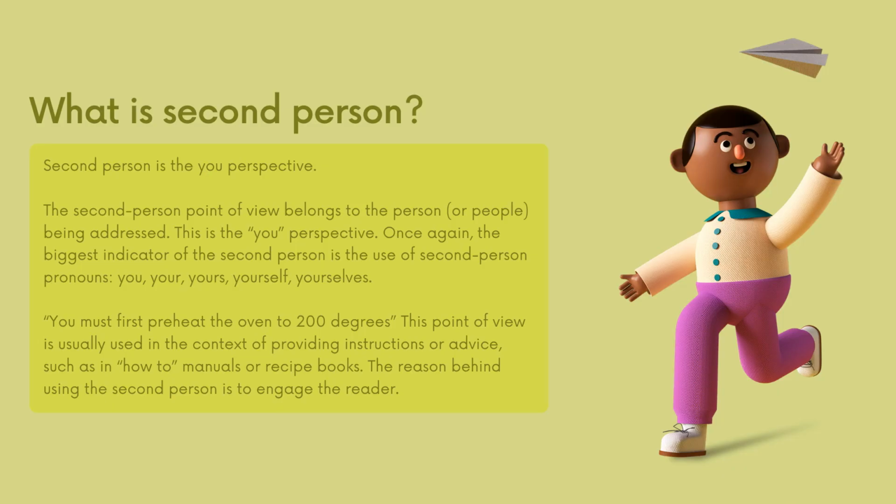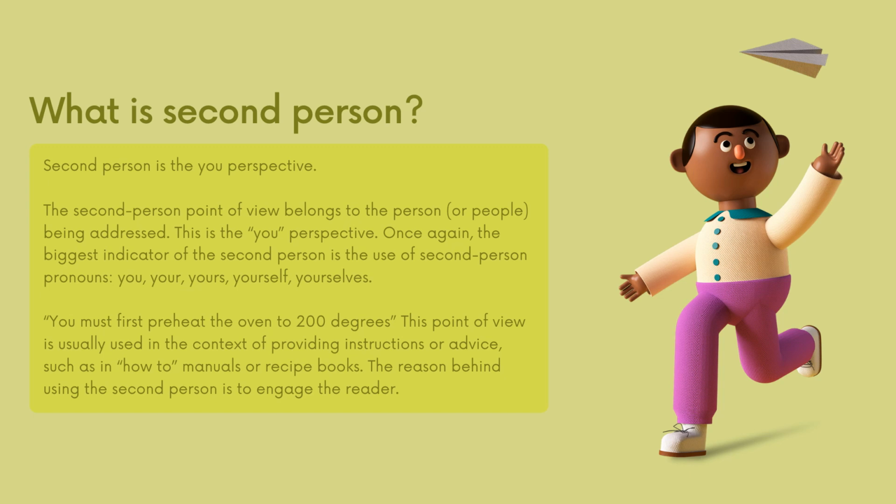What is second person? Second person is the you perspective. The second person point of view belongs to the person or people being addressed. This is the you perspective. Once again, the biggest indicator of the second person is the use of second person pronouns. You, your, yours, yourself, and yourselves. For example, you must first preheat the oven to 200 degrees.